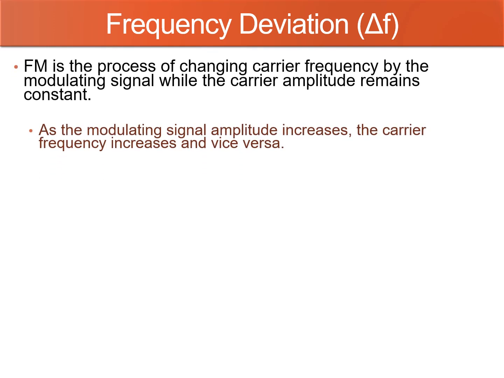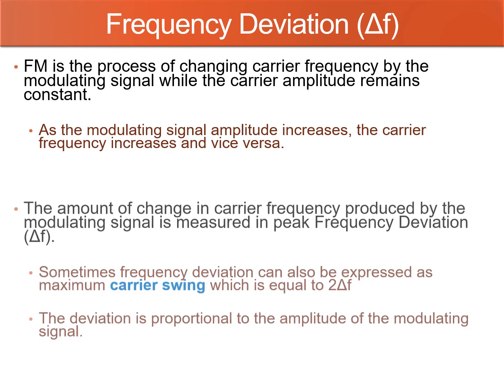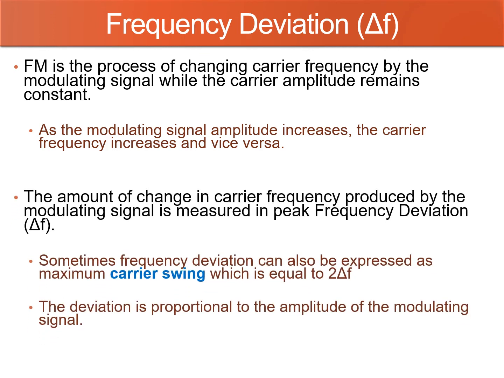FM is the process of changing the carrier frequency by the modulating signal while the carrier amplitude remains constant. So as the modulating signal amplitude increases, the carrier frequency increases and vice versa. The amount of change in carrier frequency produced by the modulating signal is measured as peak frequency deviation. Sometimes frequency deviation can also be expressed as maximum carrier swing, which is equal to delta F. So the deviation is proportional to the amplitude of the modulating signal.